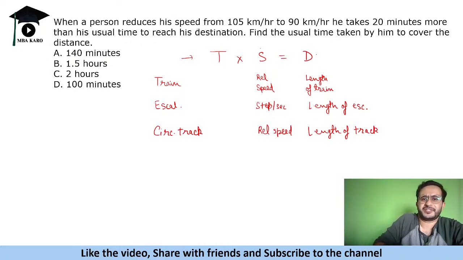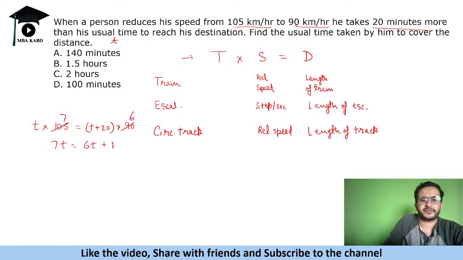It says a person reduces his speed from 105 kilometers per hour to 90 kilometers per hour. He takes 20 minutes more than the usual time. So let us say the usual time is t. Time into speed is distance, so t into 105 will be the distance given. Now he is covering the same distance. We know that the distance is same. So if he takes 20 more minutes, that means he is taking t plus 20 minutes, and the speed is now 90. So we can say 105t equals 90 into (t plus 20 minutes), which gives t is 120 minutes, that is 2 hours.